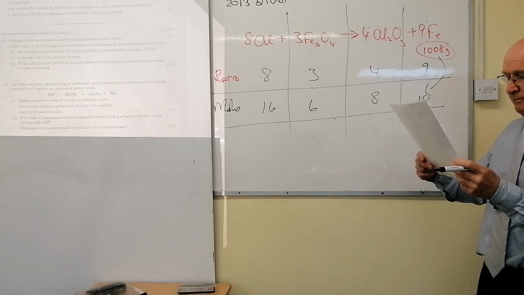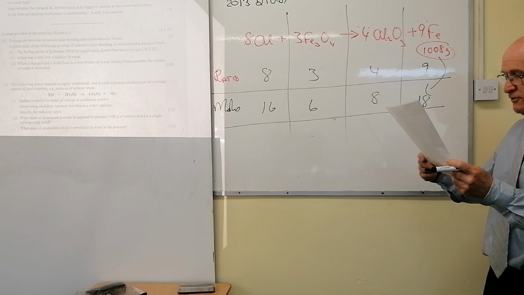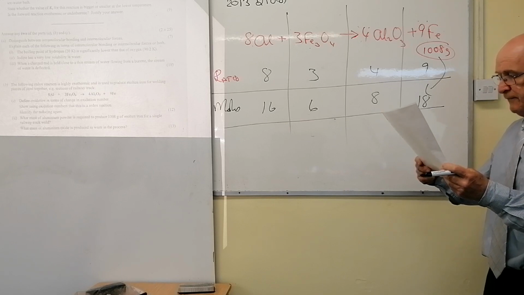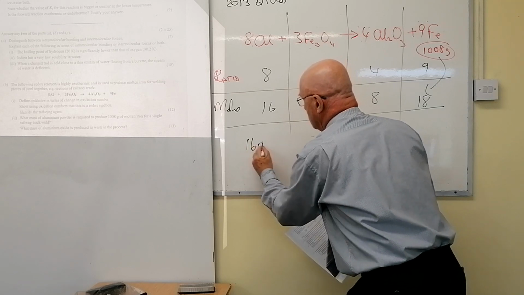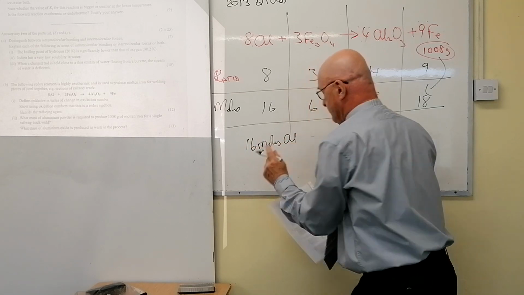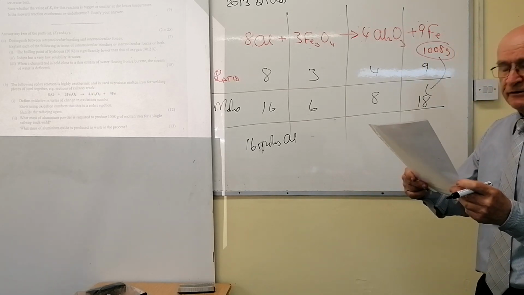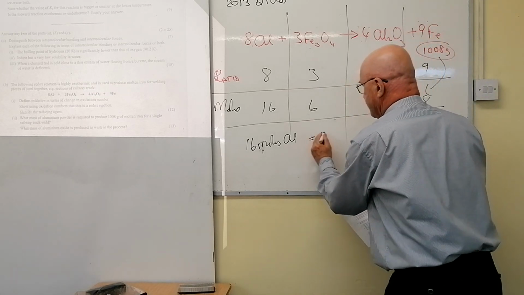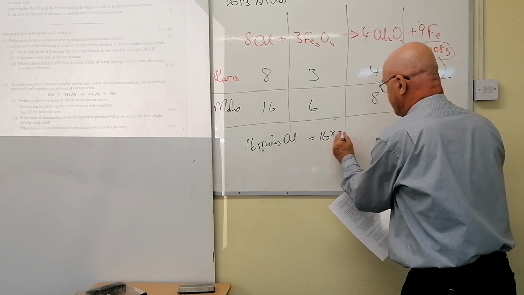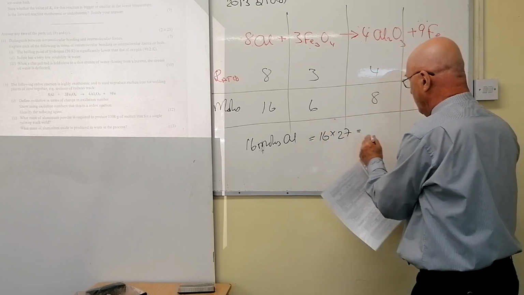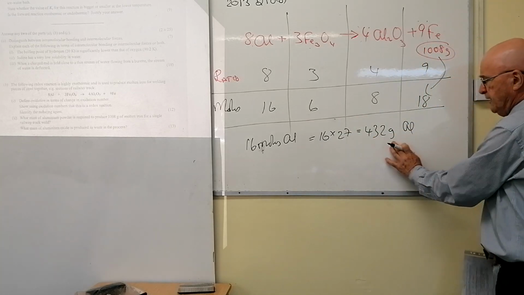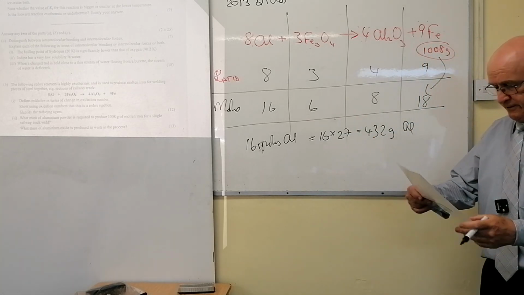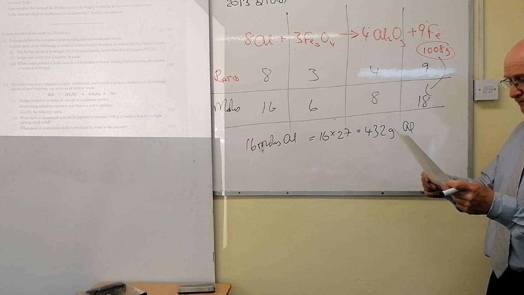What mass of aluminium powder is required, okay, to produce that many grams of molten iron? So you have 16 moles of aluminium, and that's your answer, except you must convert it to grams. That's equal to 16 multiplied by aluminium is 27, and that's going to give you 432 grams of aluminium. A number, a unit, and a tag, please. Very important, right? Good.